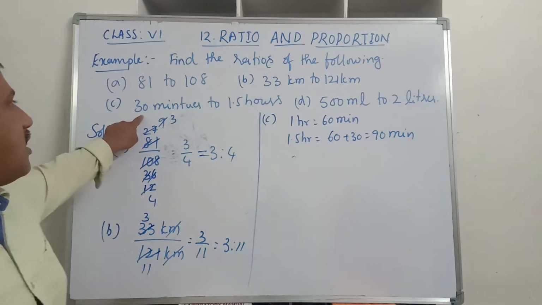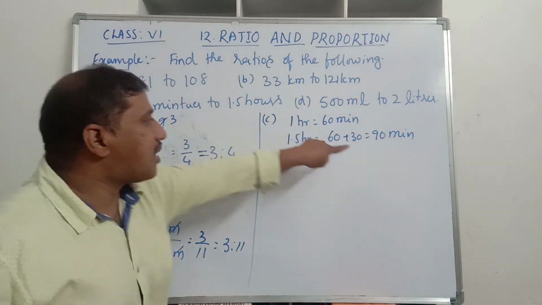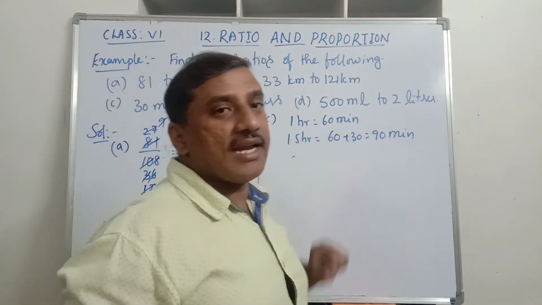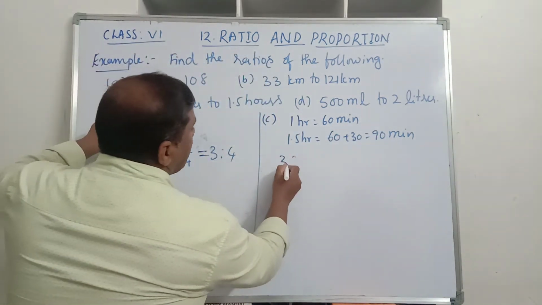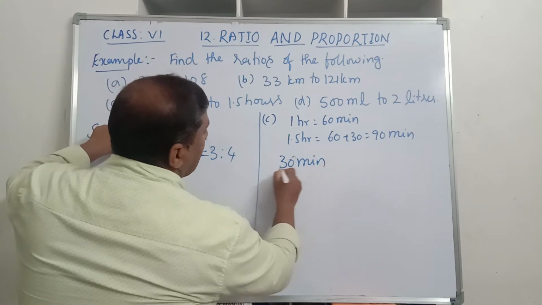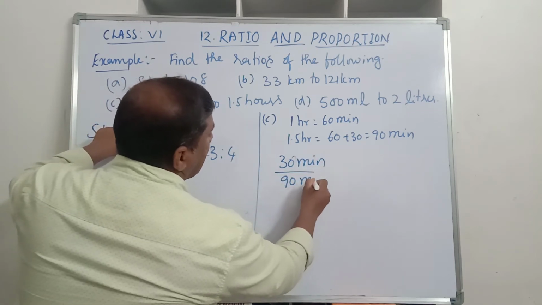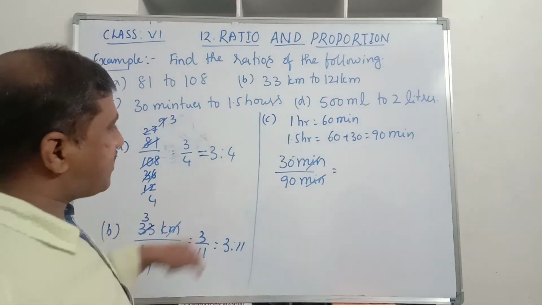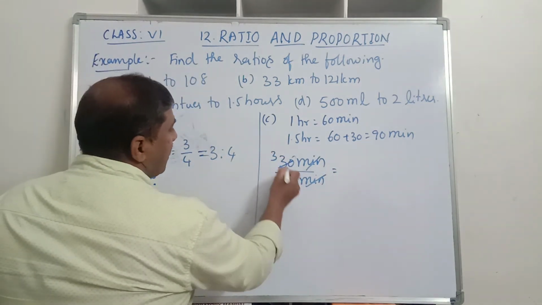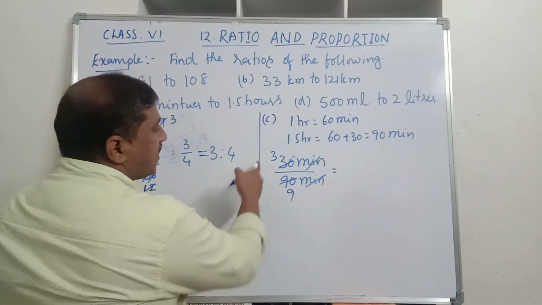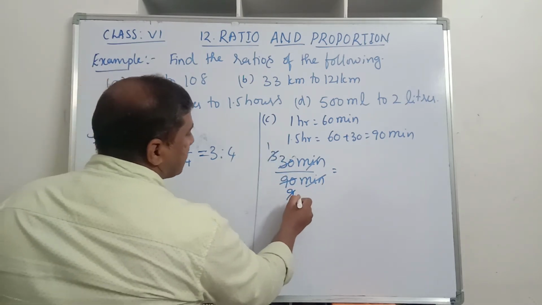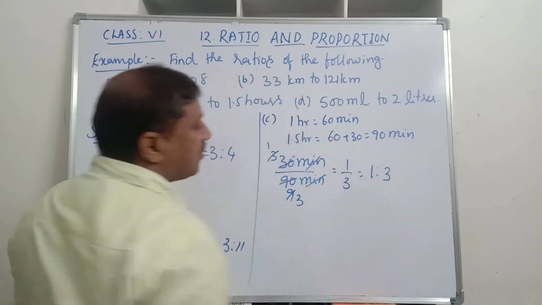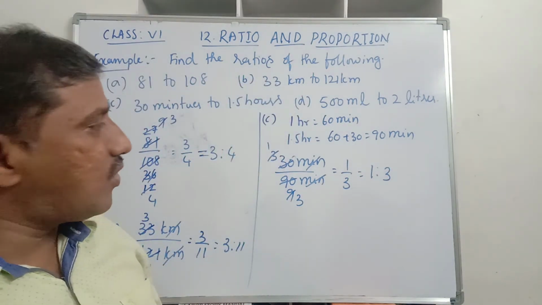Now the ratio should be 30 minutes to 90 minutes. 30 minutes to 1.5 hours means 90 minutes. Therefore 30 minutes divided by 90 minutes. Minutes and minutes get cancelled. Now 10 3s are 30, 10 9s are 90. Now 3 1s are 3, 3 3s are 9. That is 1 by 3, which is equal to 1 is to 3.